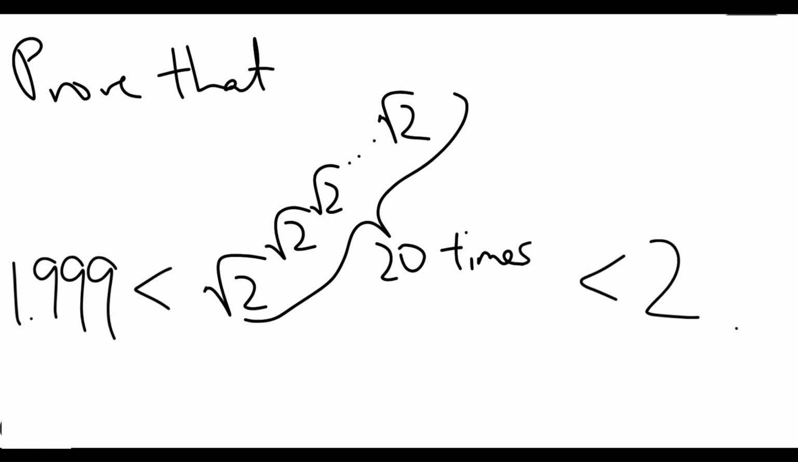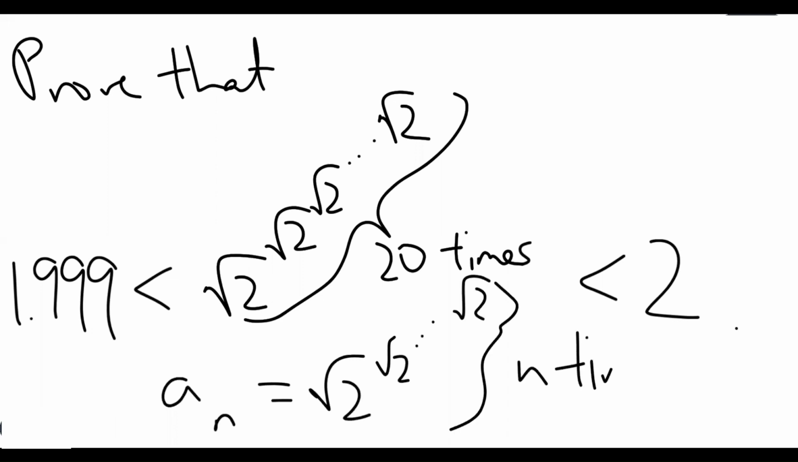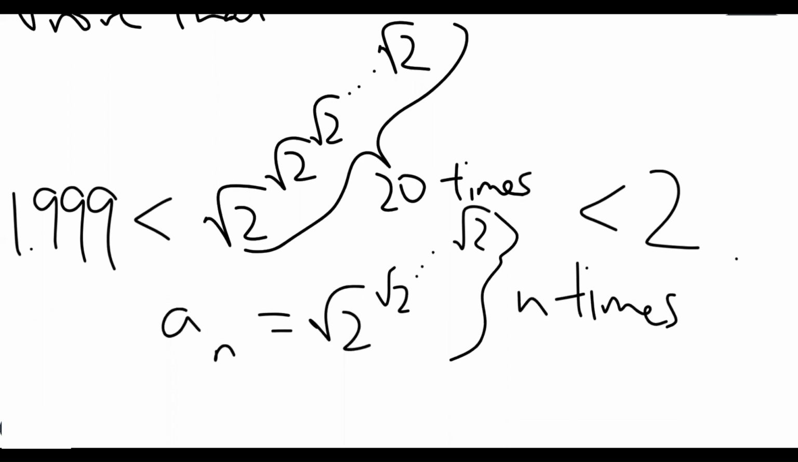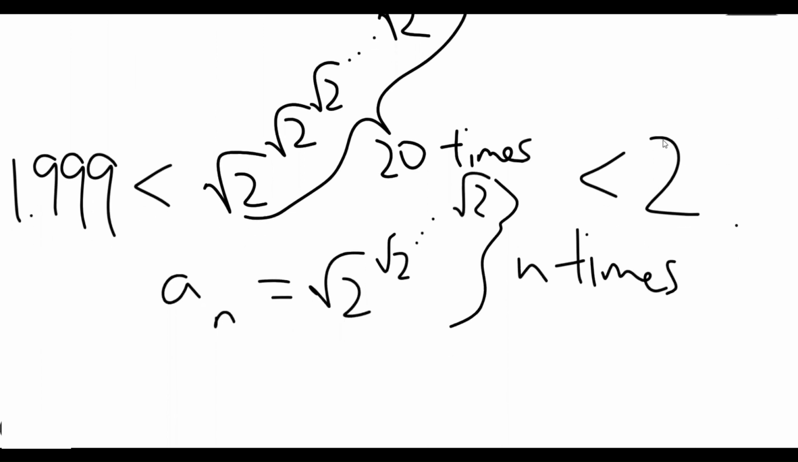What we can do, just to make things easier to write down, is introduce some notation for this. We'll say a_n is root 2 to the root 2 and so on, n times. Okay, so our goal is to show that a_20 is between 1.999 and 2. To just show that it's less than 2, we can basically proceed by induction. So certainly a_1, which is just root 2, is less than 2.